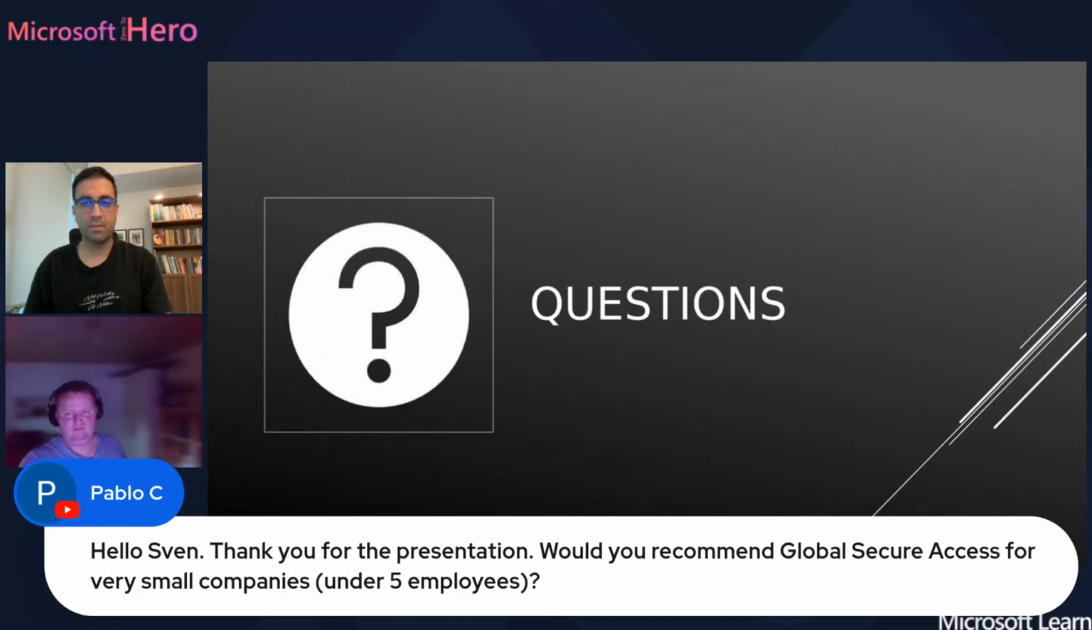A short answer is yes. As mentioned, there is a license cost. So I would expect that if you are under 5 employees, you would have to have the Entra P1 or P2 licenses, and you will also have to have the particular licenses for Global Secure Access. But other than that, yes, it will be usable, at least for 5 employees. There wouldn't be anything in the way for you to enable this.